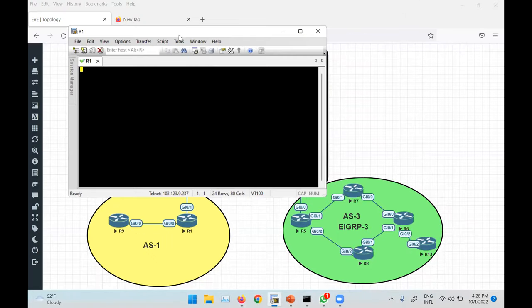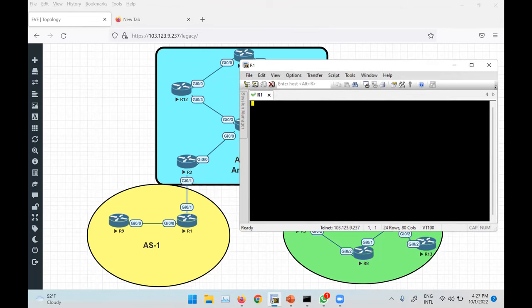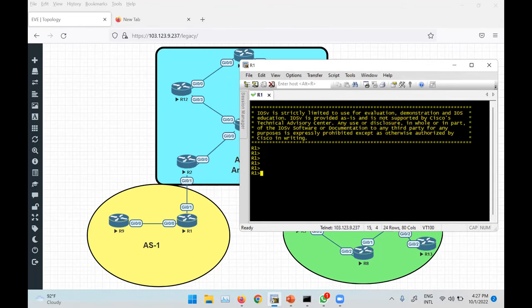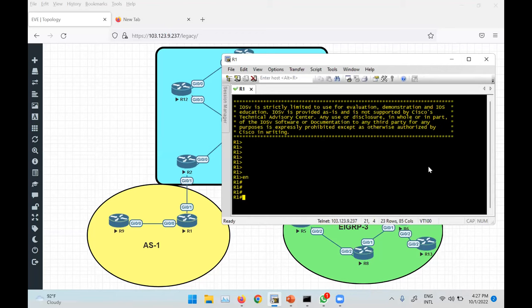So we have to start from R1, right? Let's start. So this is R1. But you have to check first. Do you have any idea what you have to check first? Yes, first I have to check ping. First, ensure the total configuration, show run configuration.